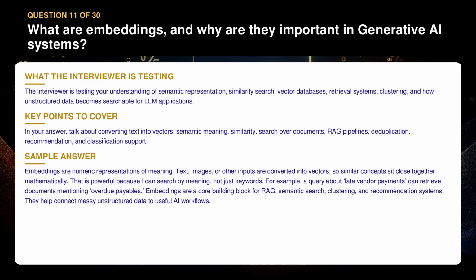Text, images, or other inputs are converted into vectors, so similar concepts sit close together mathematically. That is powerful because I can search by meaning, not just keywords. For example, a query about late vendor payments can retrieve documents mentioning overdue payables. Embeddings are a core building block for RAG, semantic search, clustering, and recommendation systems. They help connect messy, unstructured data to useful AI workflows.